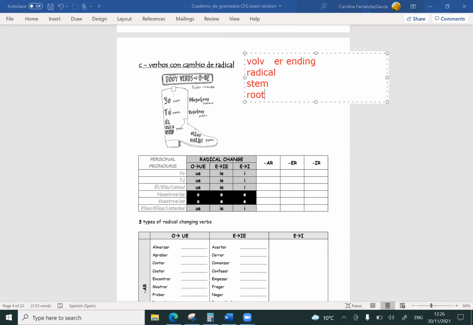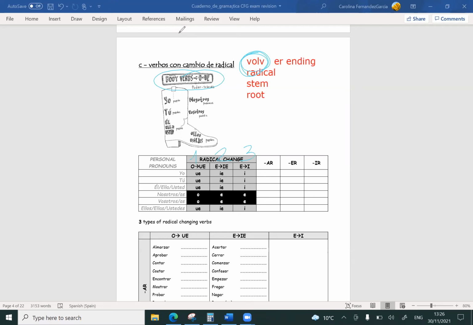If it's the present and if it's me, I add an O to make some sense out of it. But what is special about these verbs? Not only do you have to add the endings, some verbs go through a change in the radical. So I have to do something in the radical before I conjugate the verb, and they're normally called boot verbs. Have a look at the picture here. There are mainly three groups: those verbs that have an O that changes to UE, those verbs that have an E that changes to IE, and those verbs that have an E that changes to I.